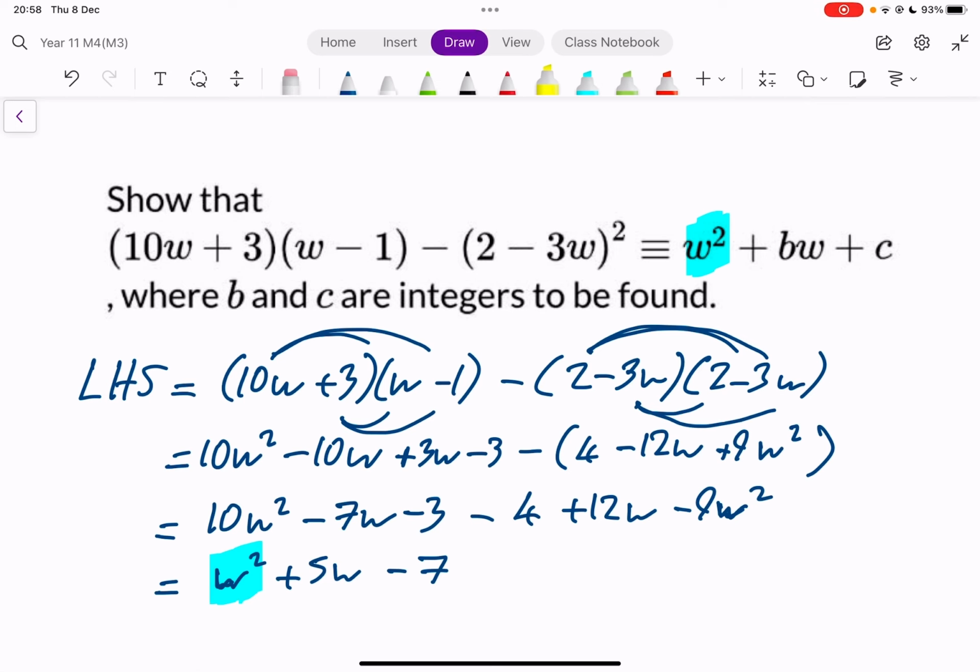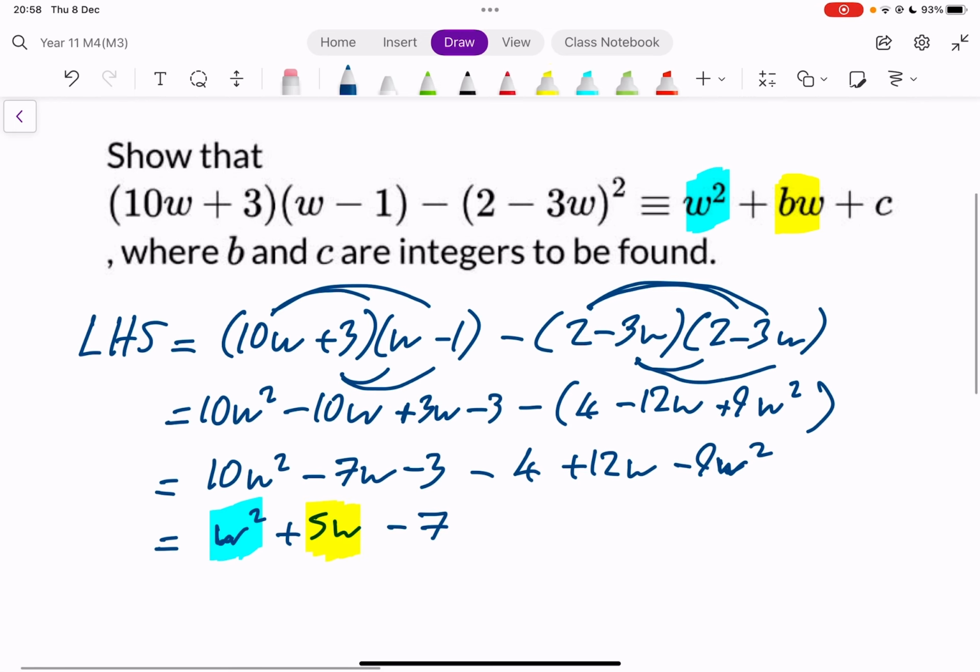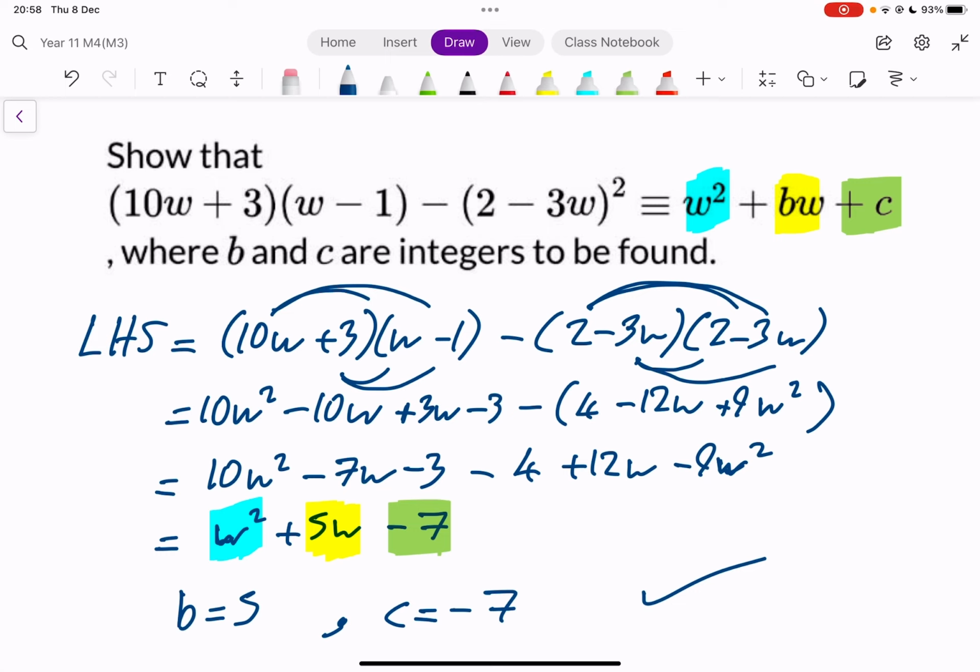If we look at our w terms, I've got bw on my right hand side is equal to 5w. So what that tells me is that b must be equal to 5. And the last thing for me, I've got plus c. So that's my term that doesn't have either w squared or w in it, and the equivalent term on the other side is minus 7. So I've got b is equal to 5 and c is equal to minus 7, and hopefully that is what they are looking for.